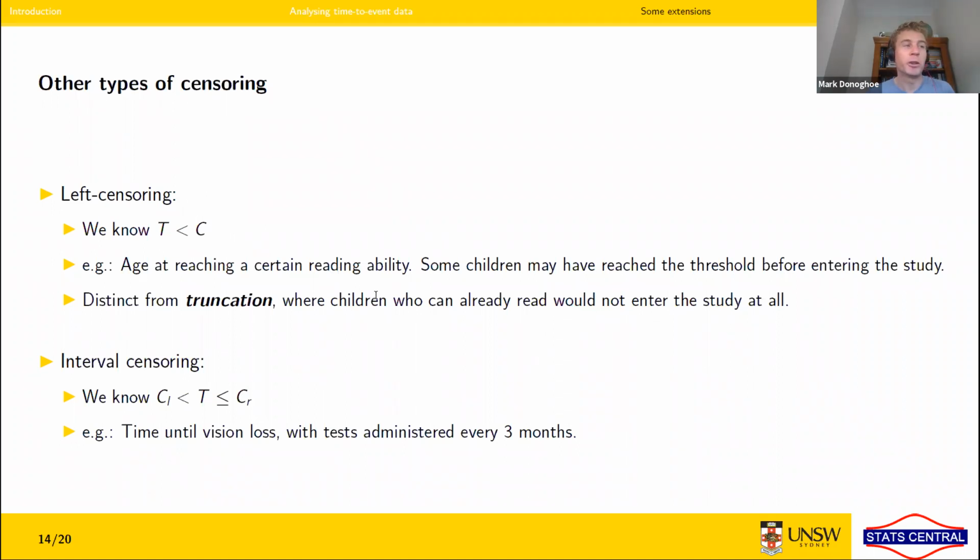Truncation is the idea where you wouldn't observe the individual at all because of their time to event. So if you're only screening for children who can't read, no child who has already started reading will be in your study at all. A similar issue happens a lot when you're looking at age at death. If you're looking at maybe people entering retirement homes, no one who died before they reached retirement age is going to be in the study. So in censoring, you have the individual in your study, and you just know that their event time is before the study started. With truncation, the individual's not in your study at all. Right, thanks. It's about screening. Yeah.